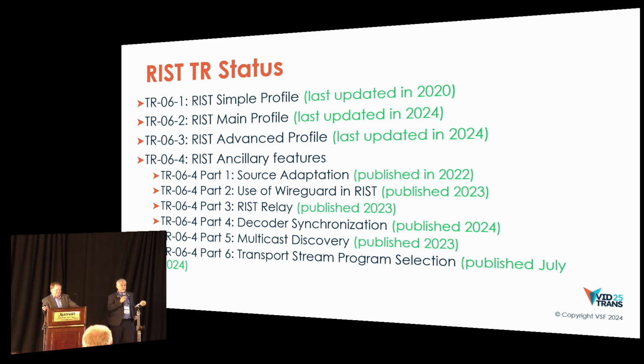Part 4 is decoder synchronization, which I gave at BITC in 2022 and came out as a SMPTE imaging journal paper in 2023, and there's more things that may happen with it. Part 5 is multicast discovery, was my talk last year, and then we have part 6, that's program selection. And we are not done yet, right, Rick? We are not.